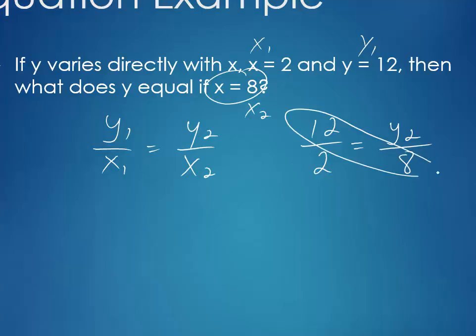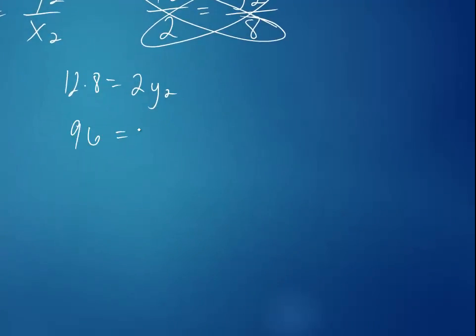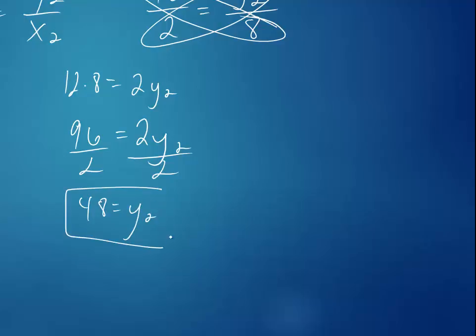So now we cross multiply and solve. So we'll have 12 times 8 equals 2 times y2. 12 times 8 will be 96. And so 96 equals 2 times y2. And to solve for y2, just divide by 2. So that means we'll have 48 equal to y2.